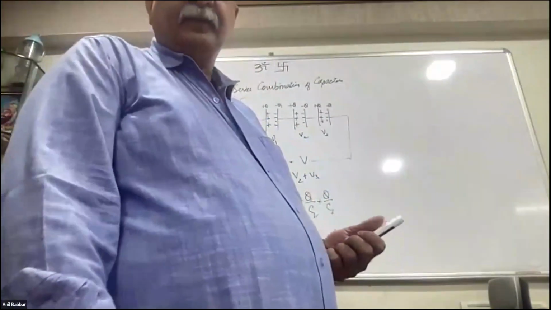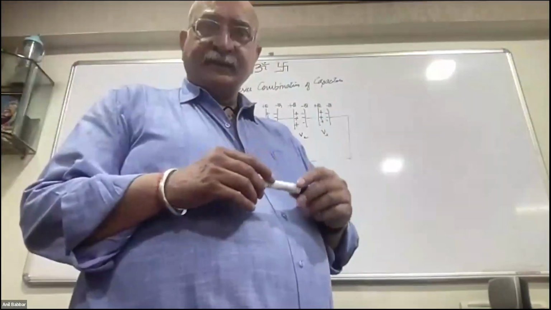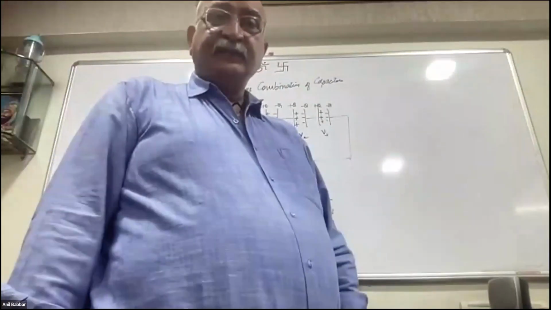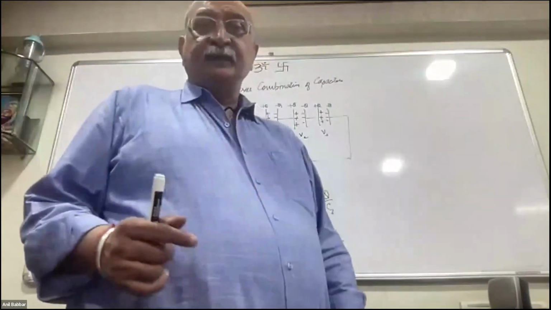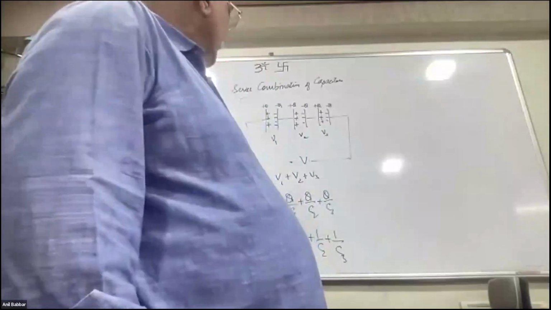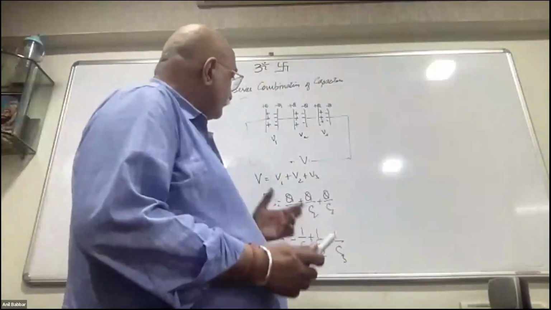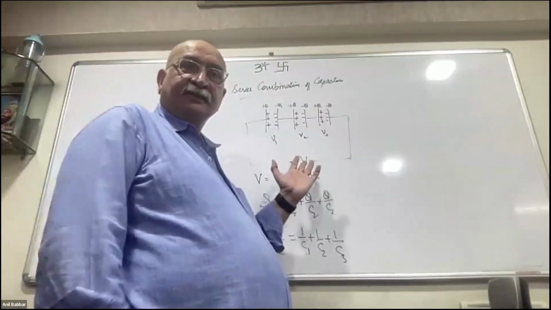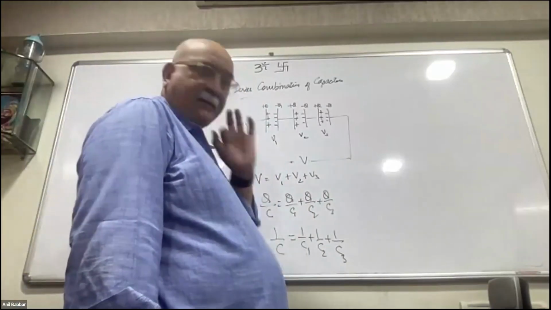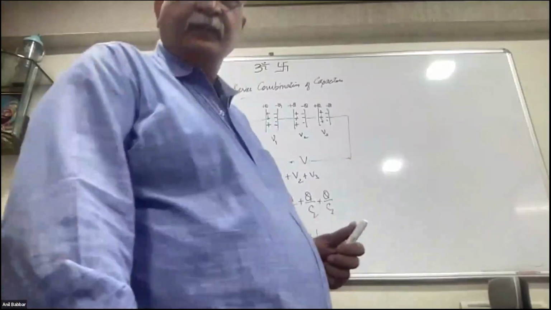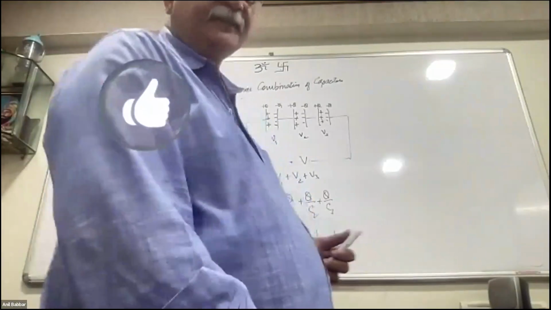Right? The charge on each capacitor remains the same when they are connected in the series combination, and the potential difference across any of these capacitors is inversely proportional to the capacitance. Right? So we can say this is Q by C. Fine, it's done. Then we have the parallel combination.